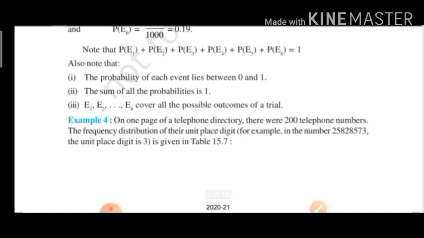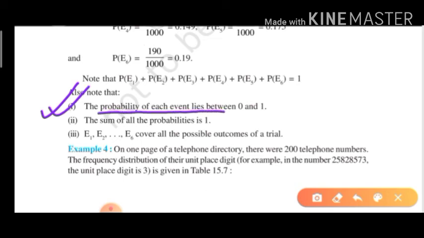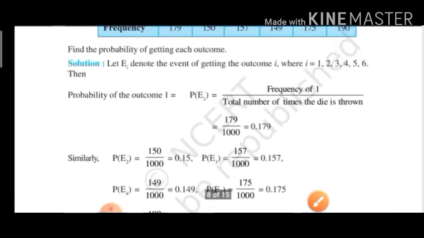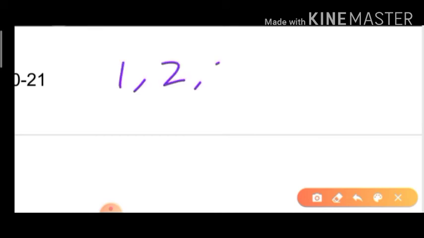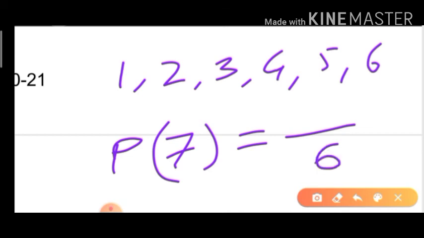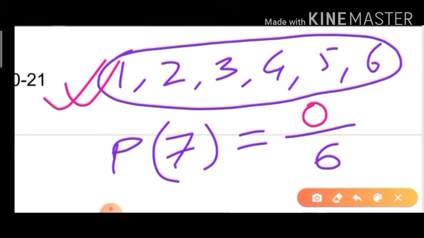Now you have to note a very important part: the sum of all the probabilities is 1, and the probability always lies between 0 and 1. We talked about throwing a die with 1 to 6. Now what will happen if I ask you the probability of getting a 7? The total below will be 6, but the number of 7s is zero, as there is no 7 in a die. So the answer will be 0.